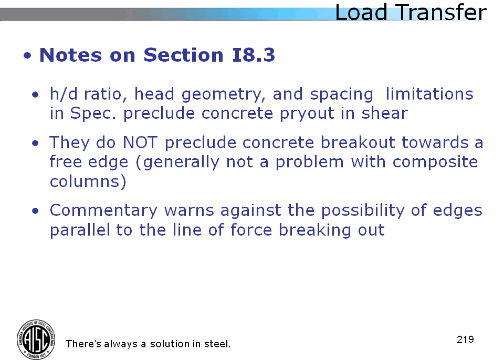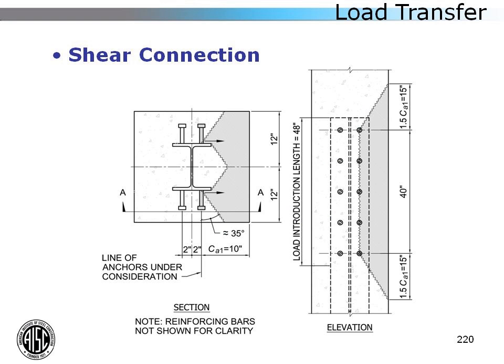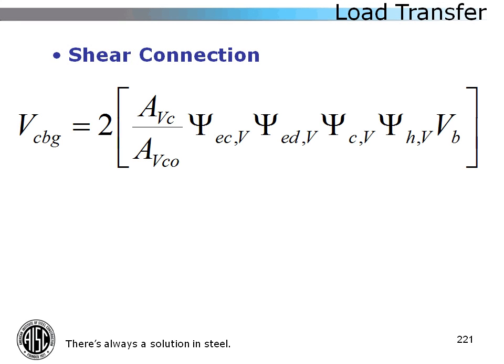But the commentary also warns against the possibility of edges parallel to the line of force breaking out. So what I mean by that is sort of shown in this slide, in that it's actually possible, if you apply enough force to the steel section, to blow out a portion of the concrete next to it. Now, this really isn't a realistic limit state. I've never seen it happen in a test. There's generally a lot of transverse reinforcing ties that go through this to prevent it from blowing out. But if you really do want to put some numbers to it, it is possible using ACI 318 Appendix D.